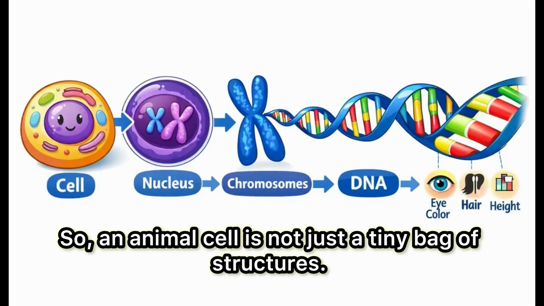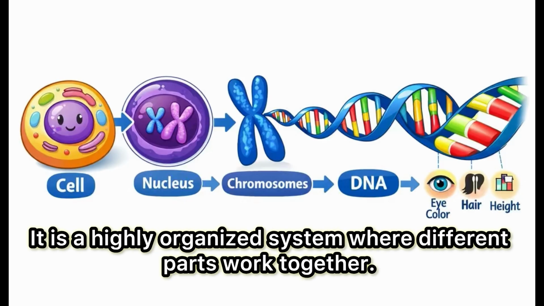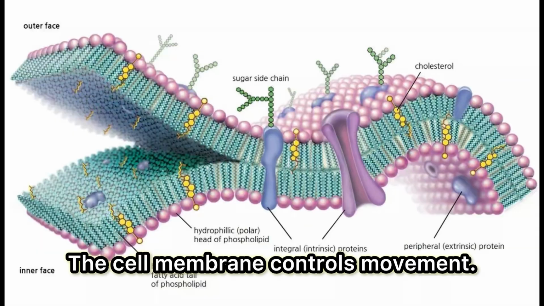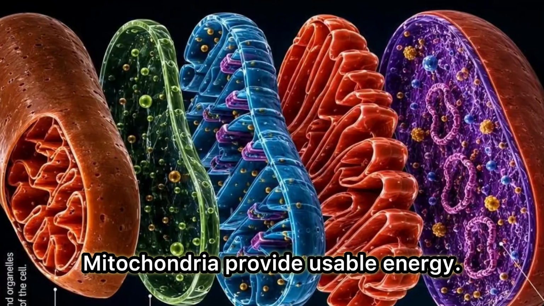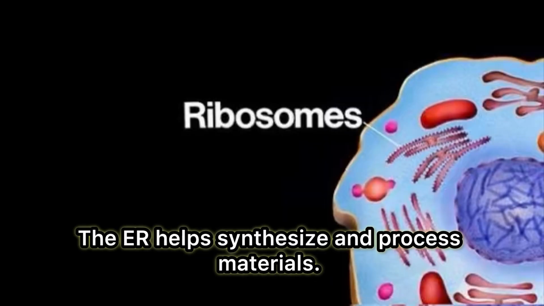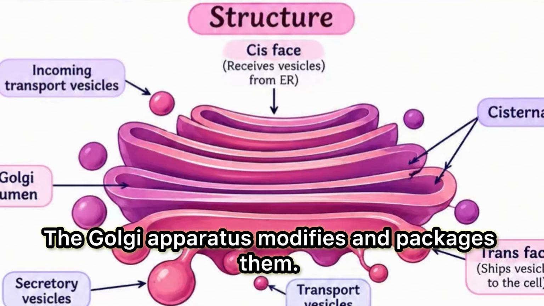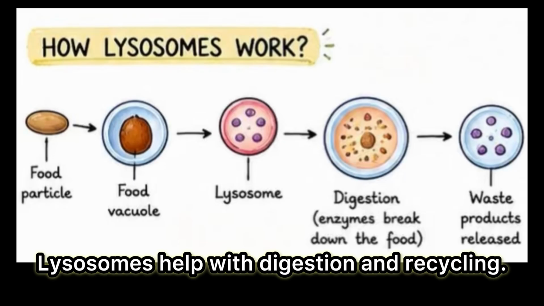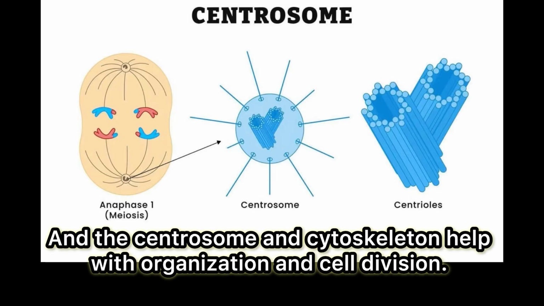So an animal cell is not just a tiny bag of structures. It is a highly organized system where different parts work together. The cell membrane controls movement. The nucleus stores DNA. Mitochondria provide usable energy. Ribosomes make proteins. The ER helps synthesize and process materials. The Golgi apparatus modifies and packages them. Lysosomes help with digestion and recycling. And the centrosome and cytoskeleton help with organization and cell division.